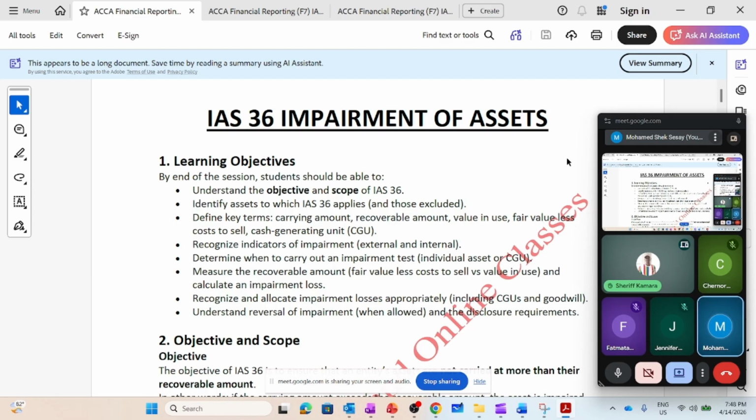So now we are going to look at how we can account for impairment, and how we can account for impairment for a cash generating unit, which is very important for the examination. It is mostly tested in the examination, the CGU, the cash generating unit aspect of impairment. So throughout this session, we are going to look at the scope of IAS 36.